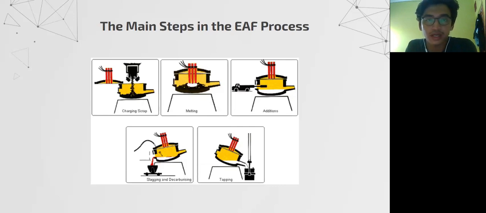This is the main step in the electric arc furnace. First is charging scrap, melting, addition of some reagent, slag and decarburization, and finally tapping. Next.